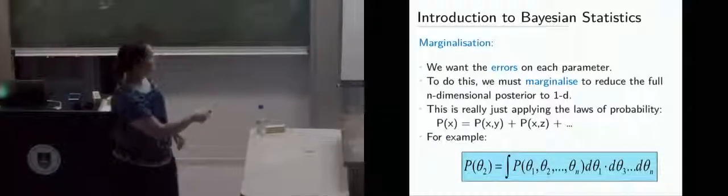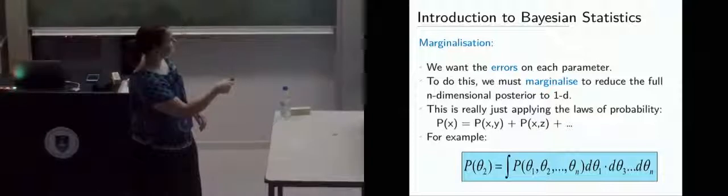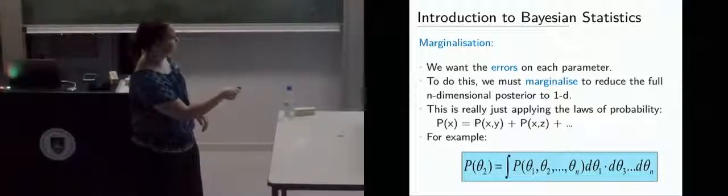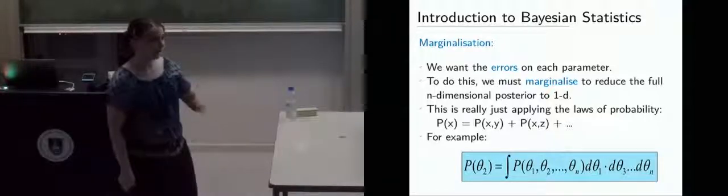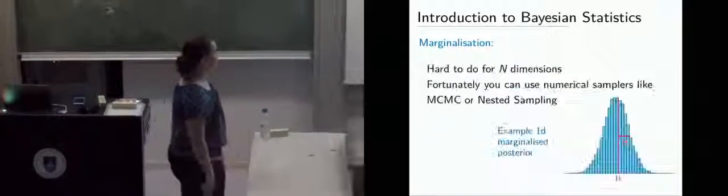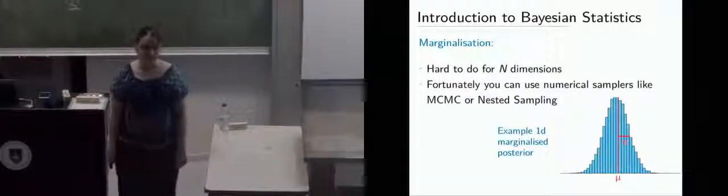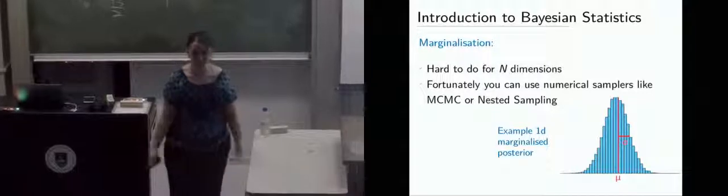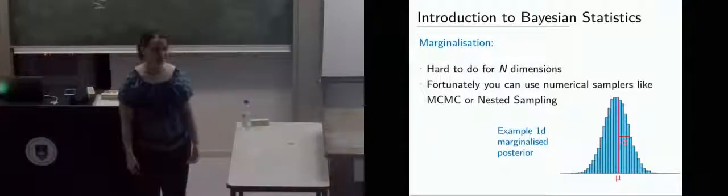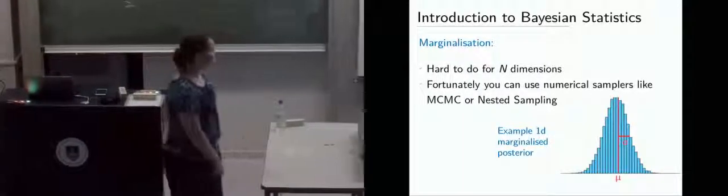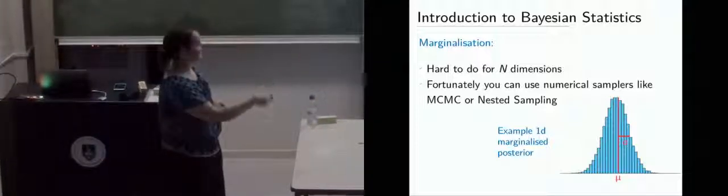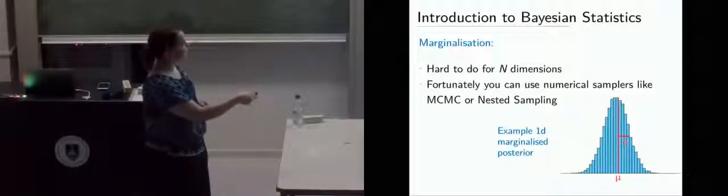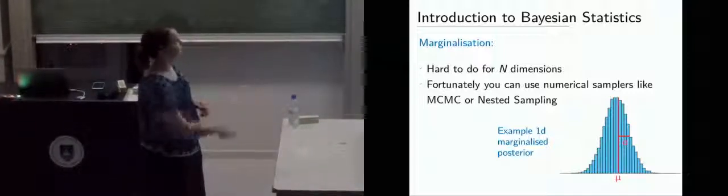In a continuous space, this addition turns into an integral. So you integrate over all the other parameters, over the whole parameter space, to get out the 1D posterior. This is actually very hard. N-dimensional integrals are usually very hard. You usually can't do this analytically. Very few cases you can. But you can do it numerically quite easily. And you get out things that look like this. This is a one-dimensional posterior where I've got a best fitting value and some uncertainty.